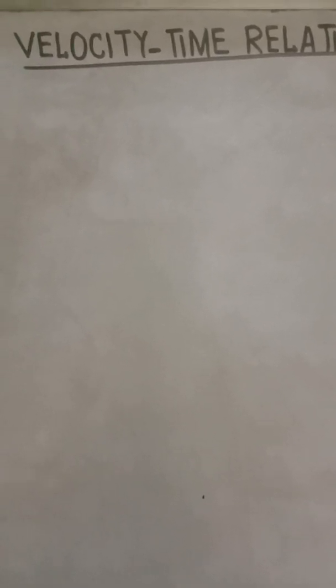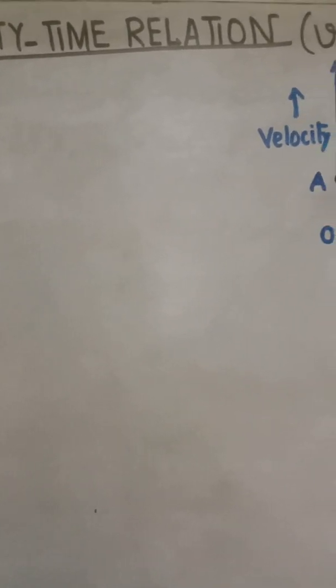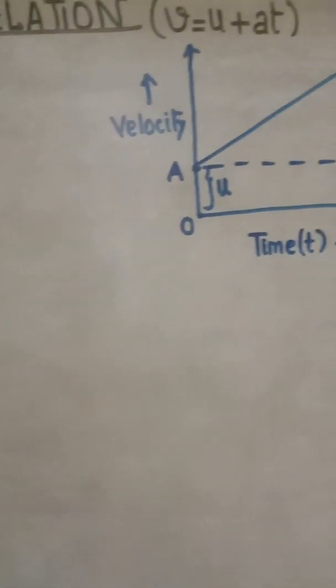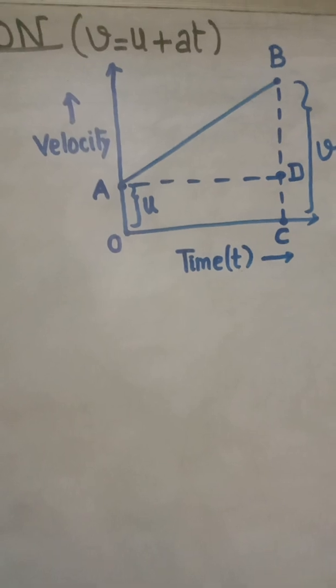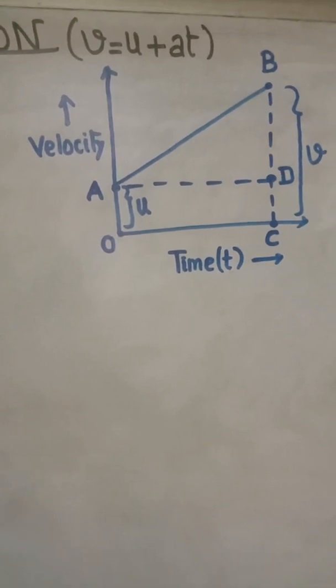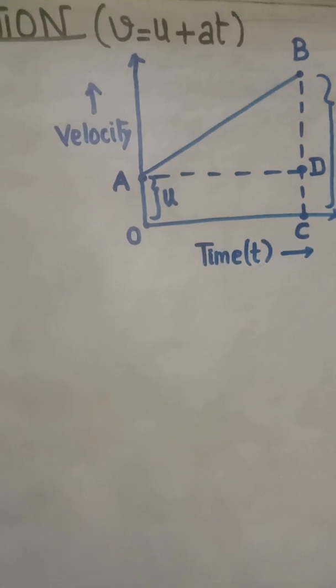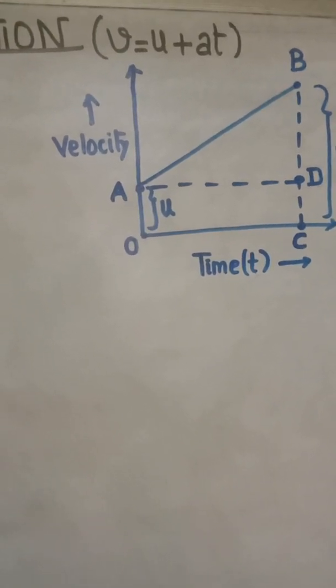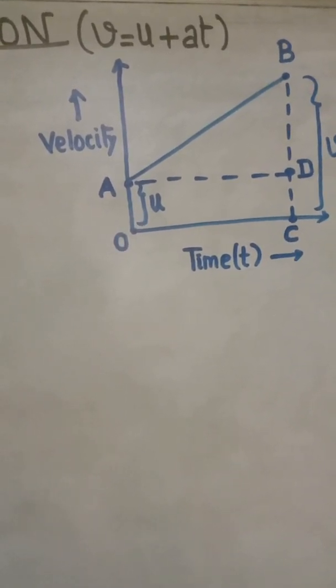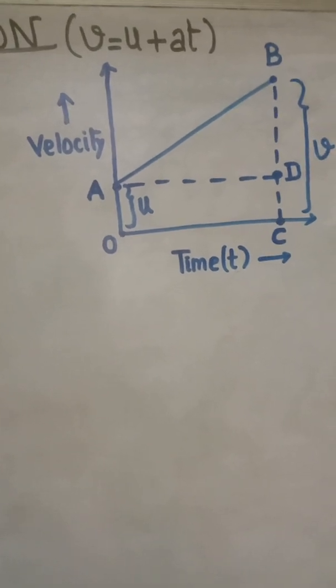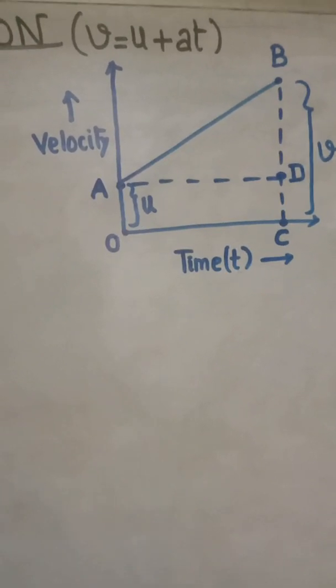Hello students, this video will help you prove the velocity time relation under the equations of motion. According to it, the velocity time relation is v is equal to u plus at, where v is final velocity, u is initial velocity, a is acceleration and t is time.